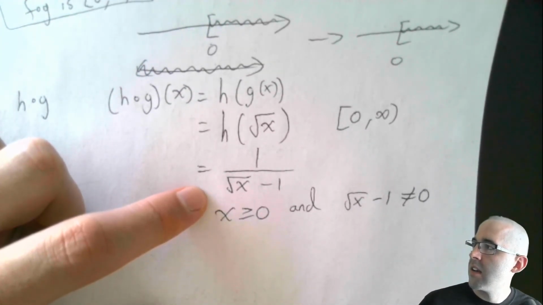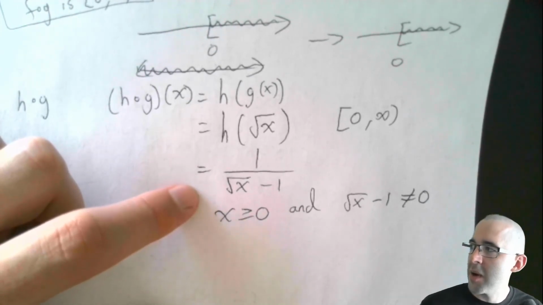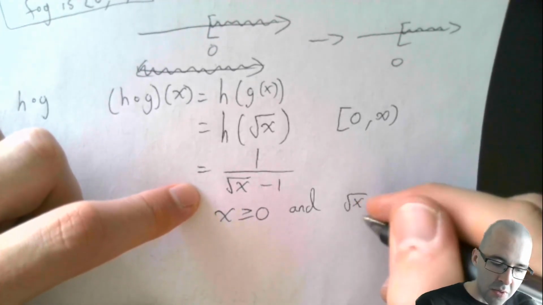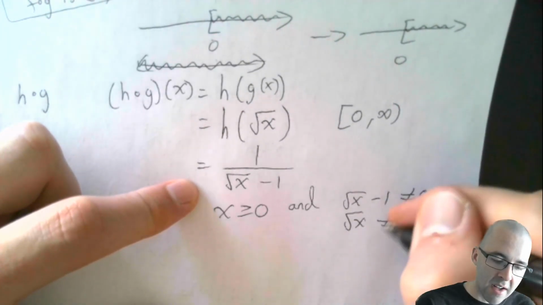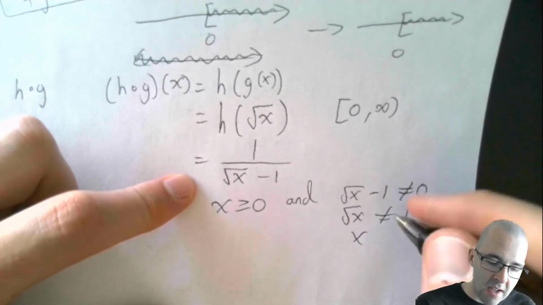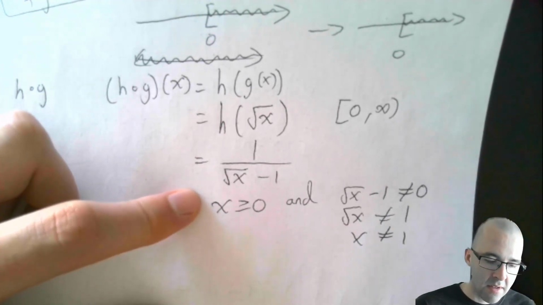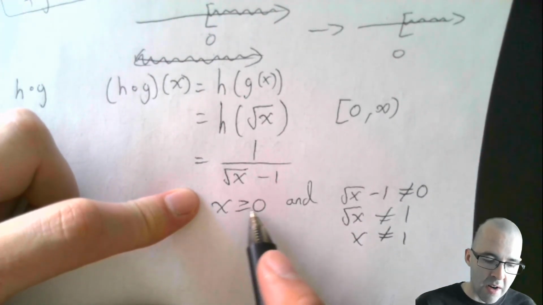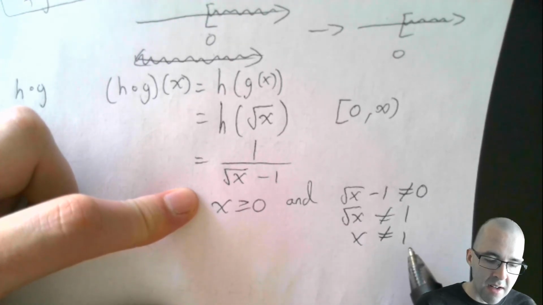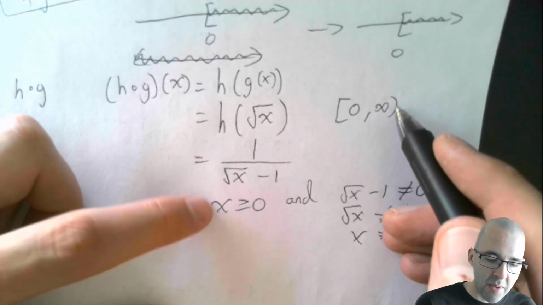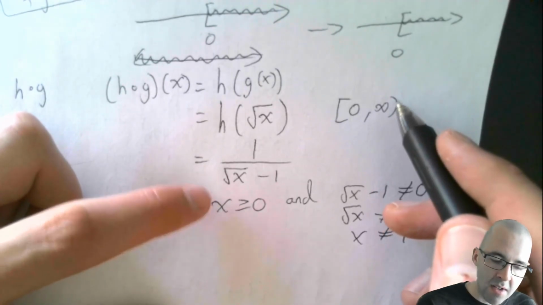And it looks like there's no problem. Great. So when is this zero? This is when the square root of x is equal to 1, square both sides. That's when x is equal to positive 1 squared, which is just 1. So x is greater than or equal to 0, and x is not equal to 1.